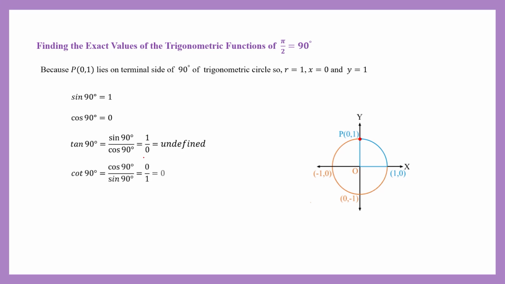Cotangent of 90 degrees is equal to cosine of 90 degrees divided by sine of 90 degrees. By replacing the values, we will get 0. Secant of 90 degrees equals the reciprocal of cosine of 90 degrees, which is equal to 1 by 0, and that is undefined. Cosecant of 90 degrees is equal to 1 divided by sine of 90 degrees. By replacing the value, we will get that cosecant of 90 degrees equals 1.